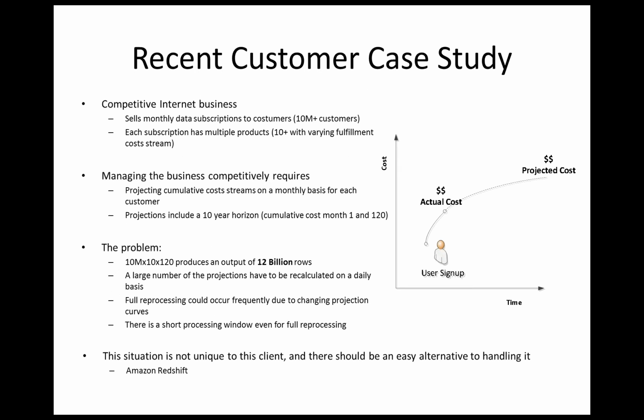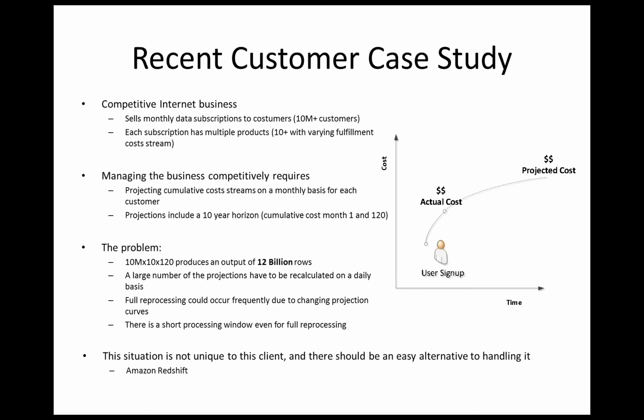So let's go over a recent case study that's appropriate for Redshift. We have a competitive internet business. The business sells monthly data subscriptions to consumers, so 10 million plus customers, and each subscription has multiple products. We have 10 plus products with varying fulfillment cost streams. So managing the business competitively requires projecting cumulative cost streams on a monthly basis for each customer. And the projections include a 10-year horizon, so cumulative cost between month 1 and 120.